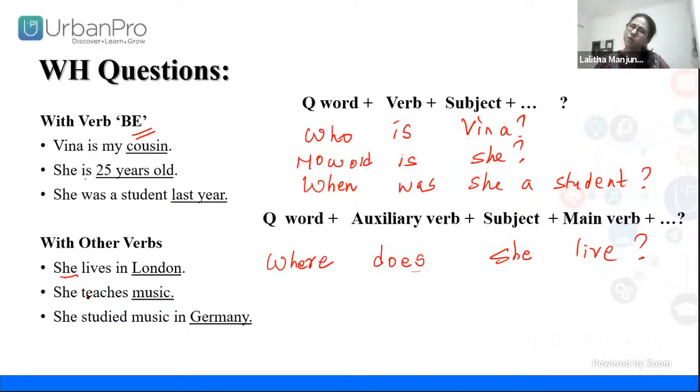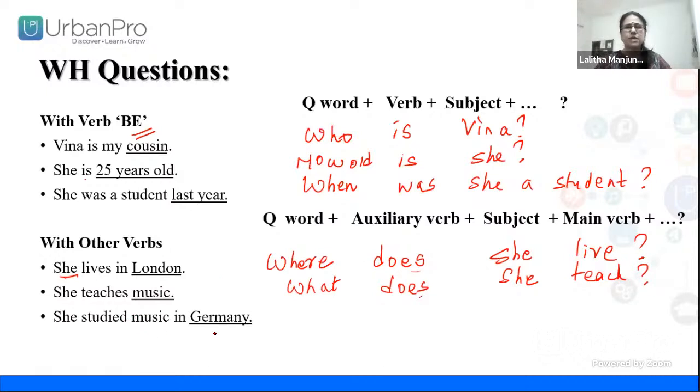Shall we try to make a question for this sentence? She teaches music. How should I make a question for this? Music. So what? And again, does. She teaches or teach here? Teach, because already the S is included here. What does she teach?